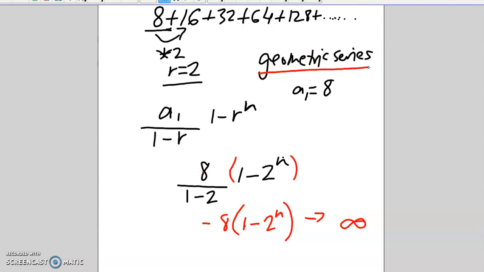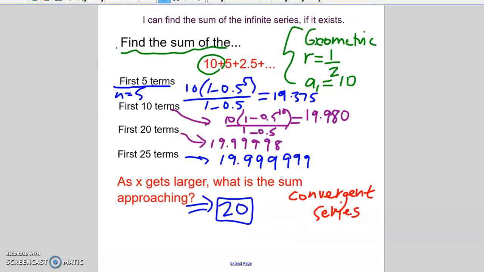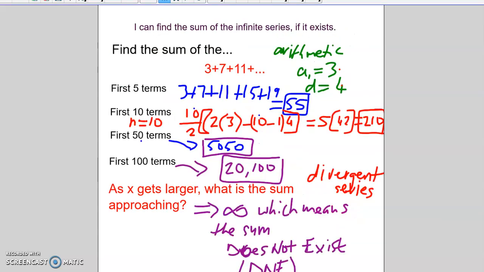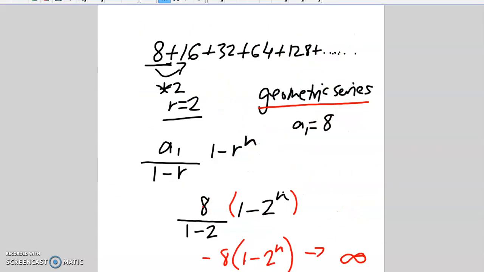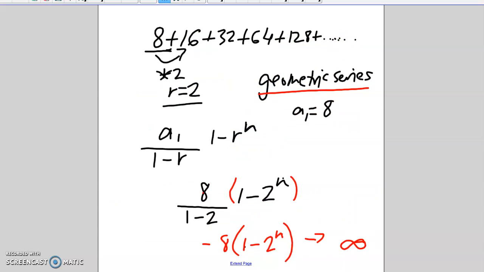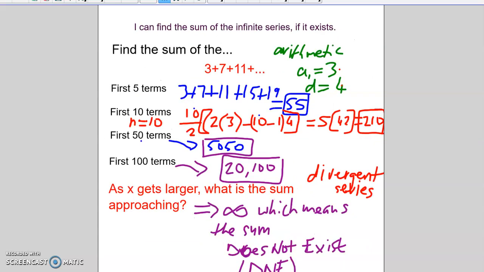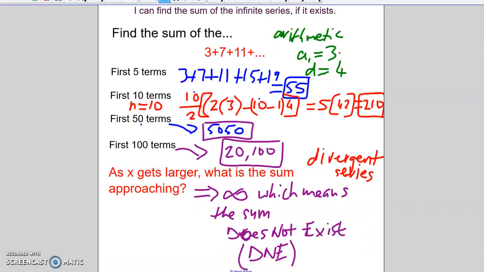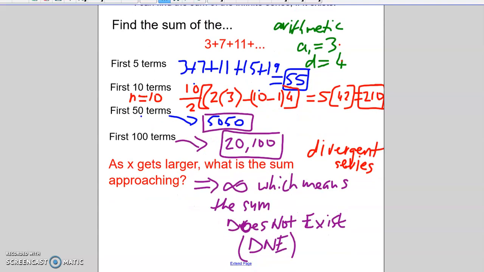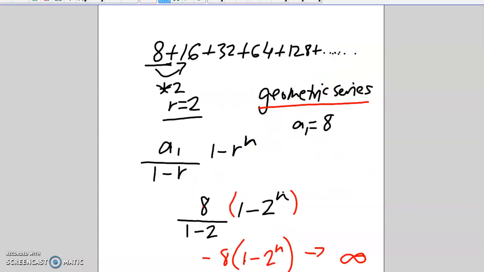So what's going on here? We've got a geometric series that converges to a number. We've got a geometric series that diverges, right, goes off to infinity, and we've got an arithmetic series where it diverges as well. It goes off to infinity also. So what is the general pattern here?